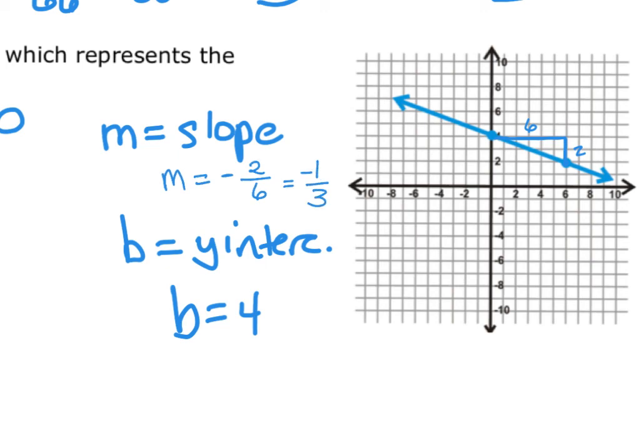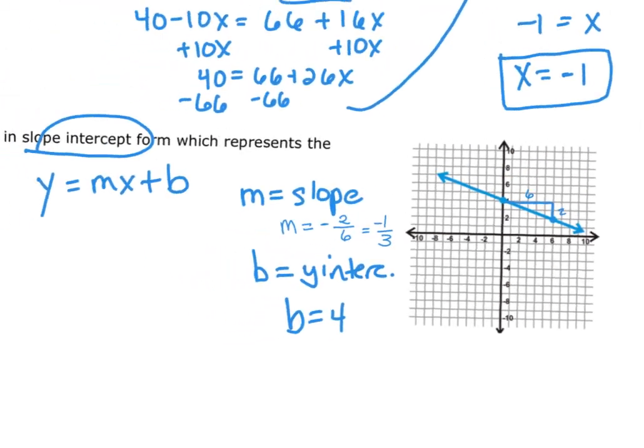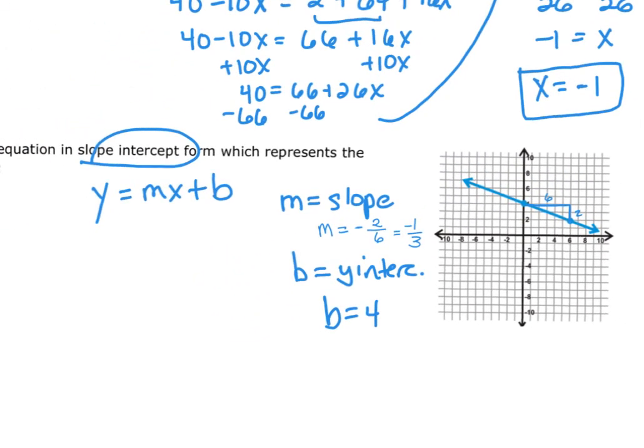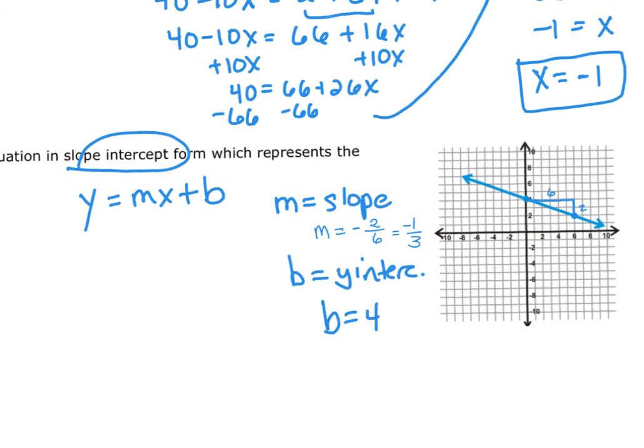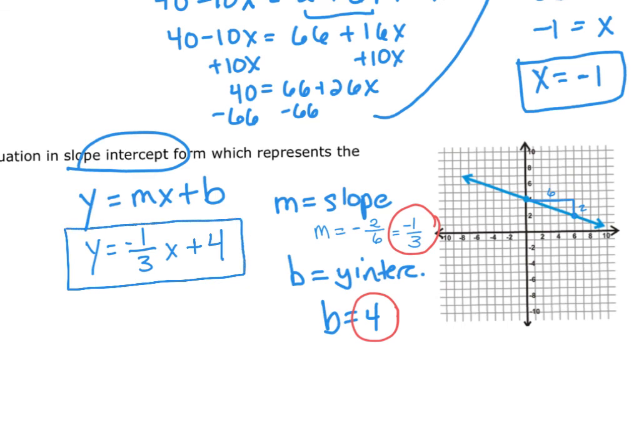Now, they were asking me for the equation in slope-intercept form. I figured out that my slope is negative 1/3 and my y-intercept is 4. So I can rewrite my equation. y equals negative 1/3 x plus my y-intercept, 4. So the equation of that line is y equals negative 1/3 x plus 4.